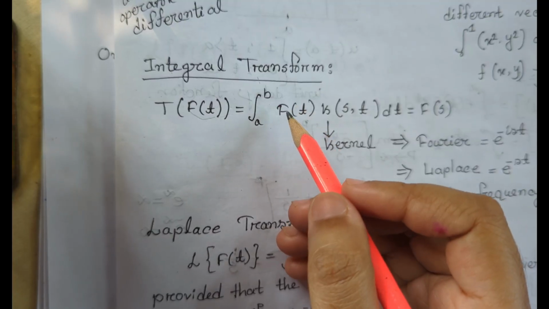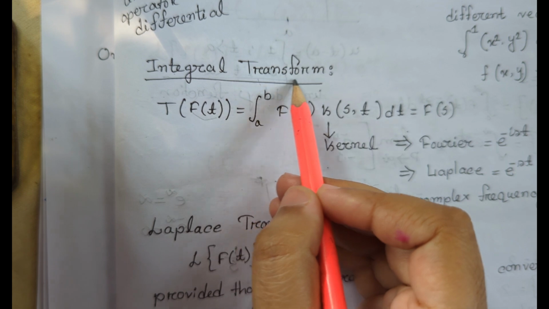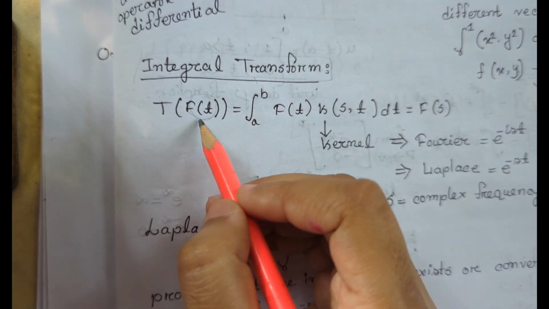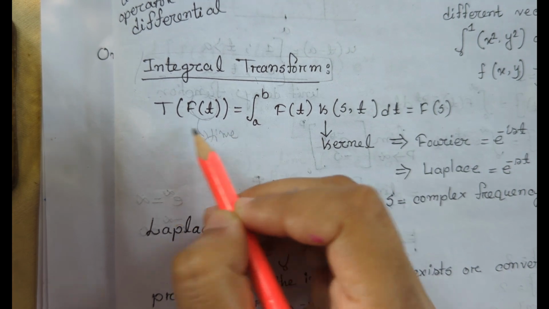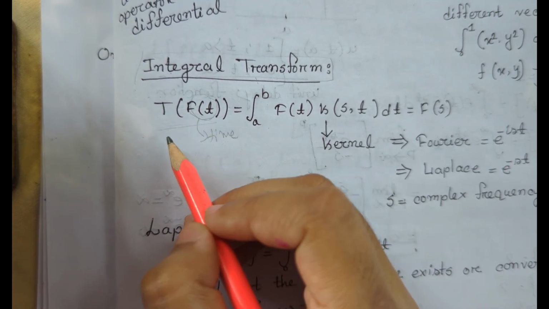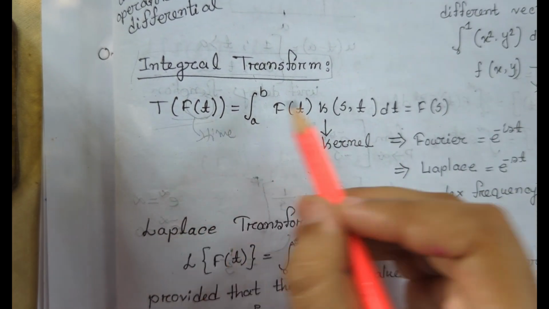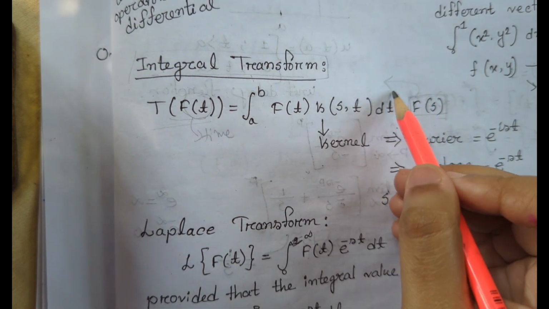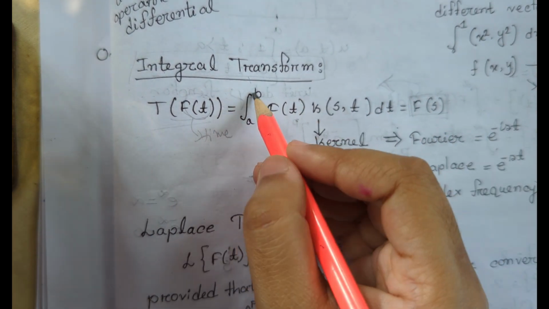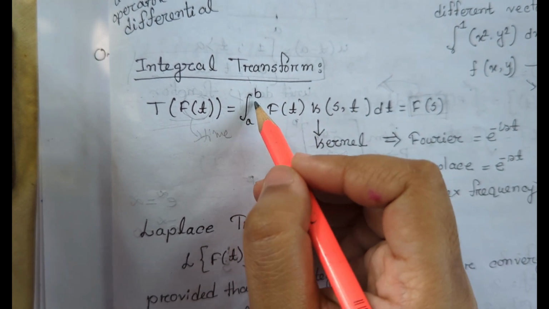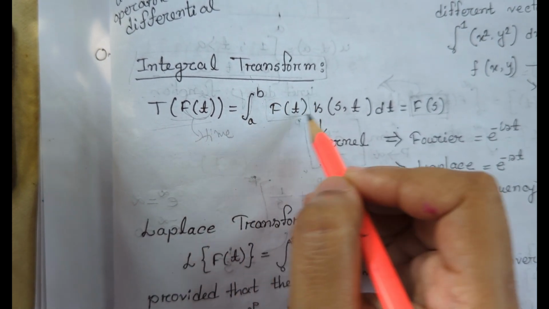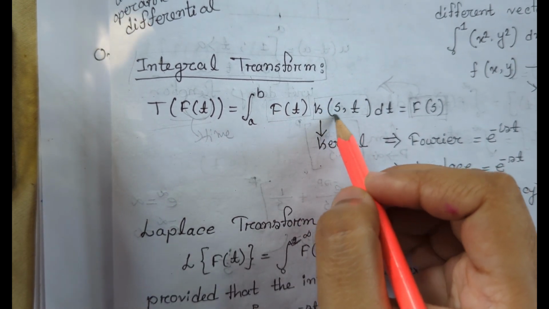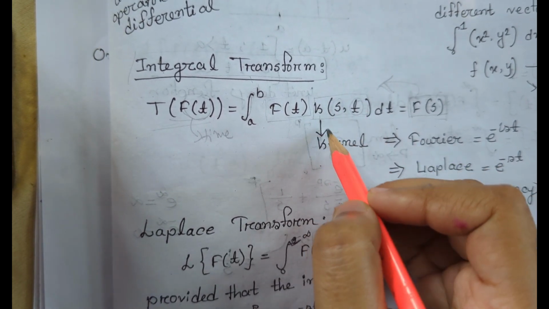For starting the formula of the Laplace transform, let's see the basic integral transform. Suppose f of t is a basic function, a time domain signal. Let's transform this time domain signal. After transforming it, we will find a frequency domain signal, and if we break this frequency domain signal, we will find the integral from a to b of f of t, the main function, times a kernel function, which is a function of the variables s and t. This is called the kernel function.